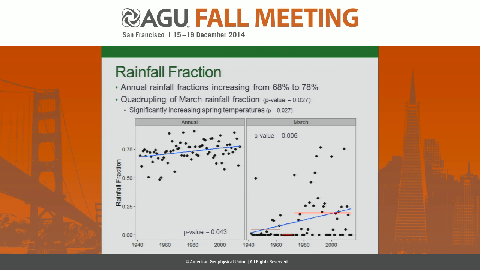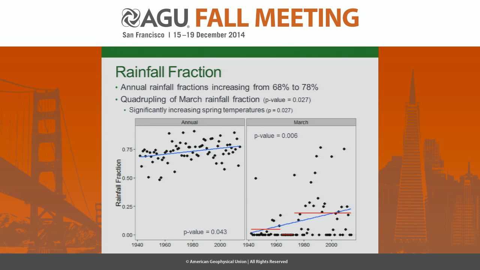And then when looking at a monthly time scale, you can see that March is found to be also increasing. We're seeing a quadrupling of the March rainfall fractions. And this is also due to increasing temperatures that we're seeing in that month of about a mean of 3.5 degrees Celsius since the early 1940s. So the March rainfall fraction is increasing from about 4% up to over 22% now of that monthly precipitation.